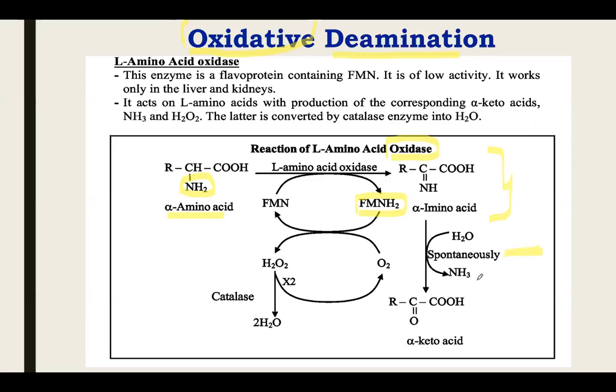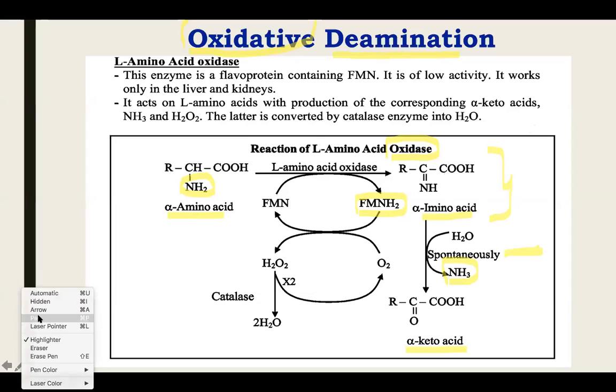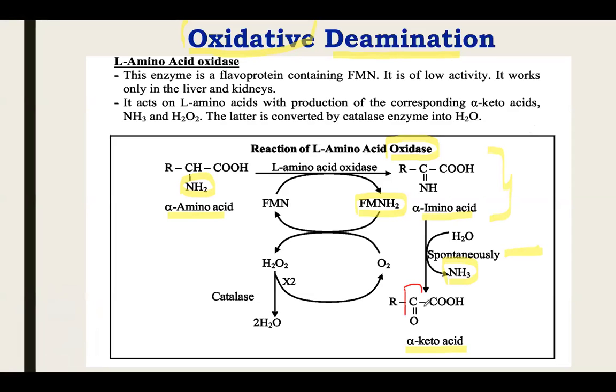Spontaneously, ammonia will be removed from this derivative and it is replaced by ketonic oxygen. When I remove ammonia, it is immediately replaced by C double bond O, an alpha keto acid. So this is oxidation, meaning the removal of hydrogen, and deamination, removal of the amino group in the form of ammonia, NH3.